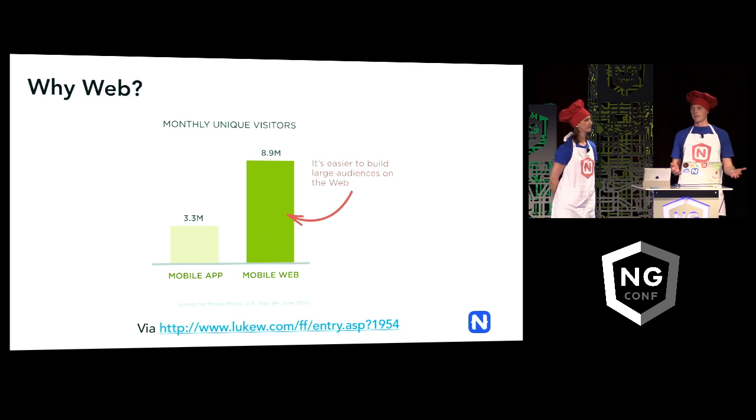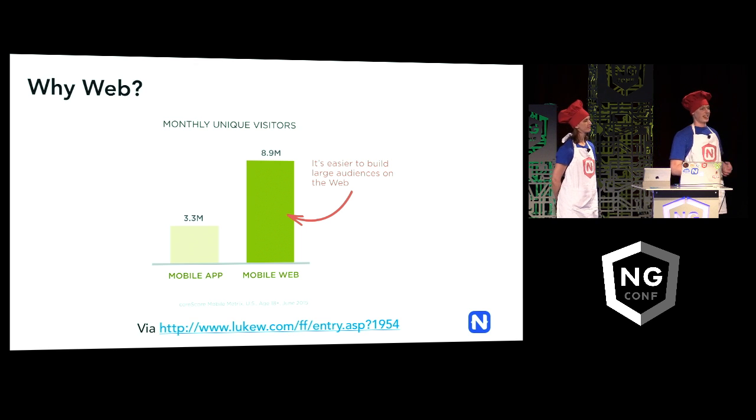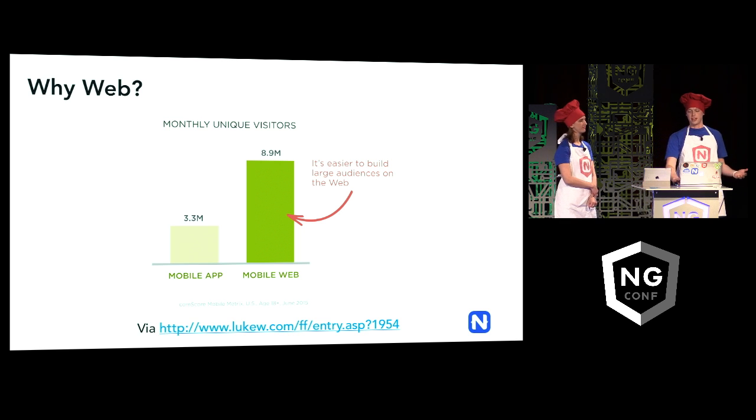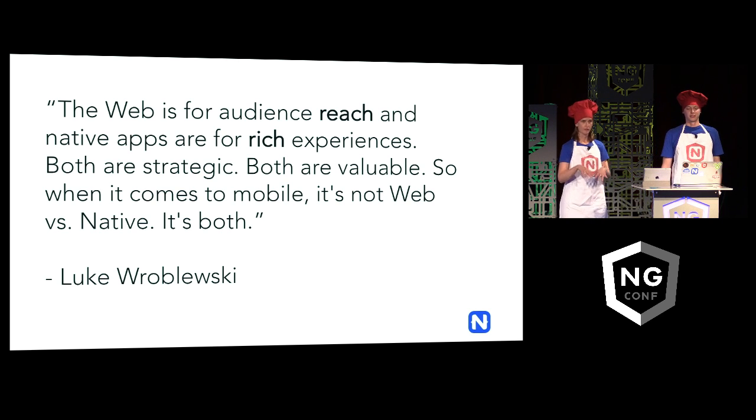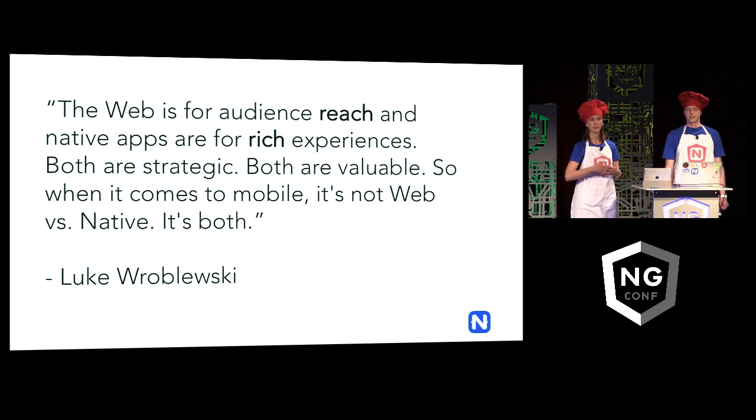But of course, that doesn't mean that you shouldn't build for the web either. The web is known for its reach, or its ability to really run everywhere. The web isn't restricted by device type or operating system. The web runs everywhere, so it's a great way to reach a large and diverse set of users. So as Luke Wroblewski has said, and this is the quote that everybody likes to pull up on their slides, so we're going to do it for you today, the web is for audience reach, and native apps are for rich experiences. Both are strategic, both are valuable, so when it comes to mobile, it's not web versus native, it's both.